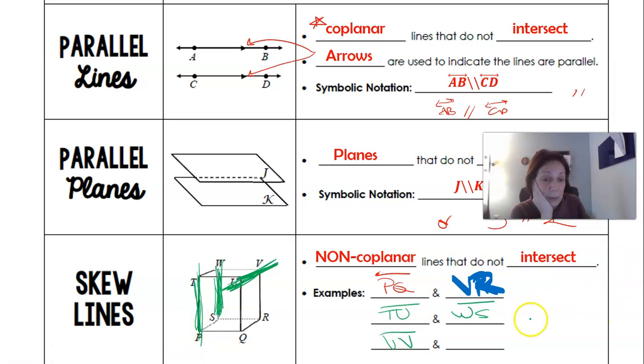That's skew. I'm going to use TP just because I'm a child and TP stands for toilet paper, so it makes me giggle in my soul.